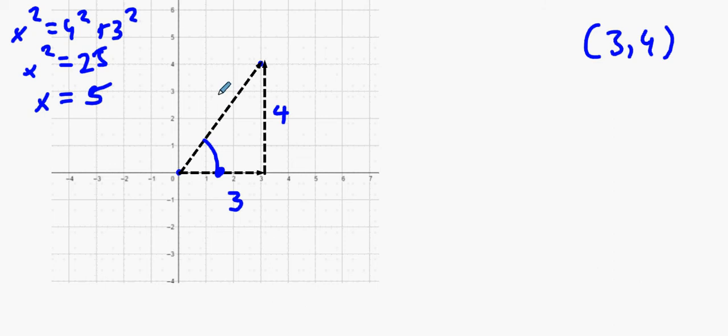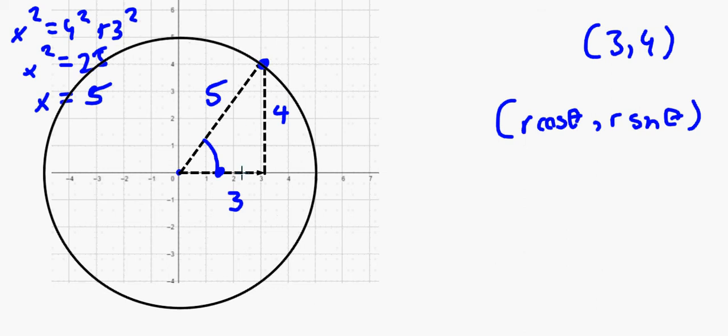Now, there's also what's called polar coordinates, where the x-axis is r cos theta and r sin theta. R is the radius of the circle that point would be on. So if I was to put this into a circle, so you can see that it could be part of a circle if it wanted to be, where the r value would be 5.